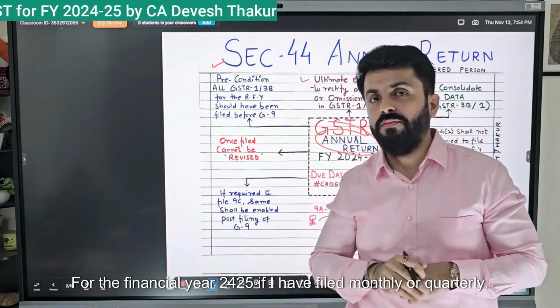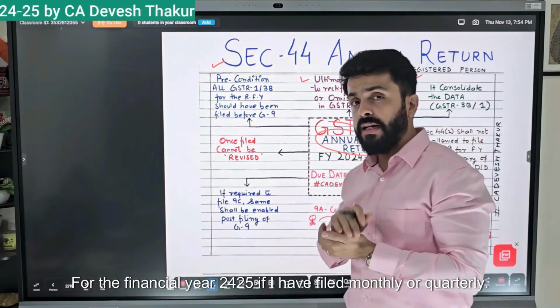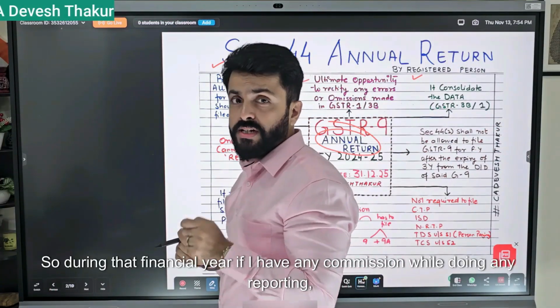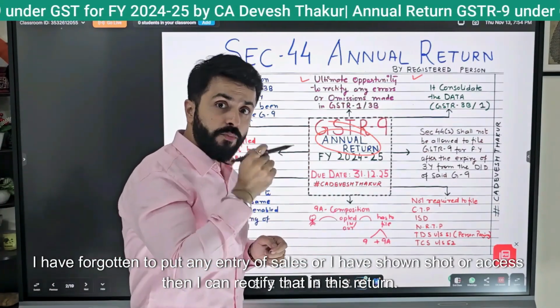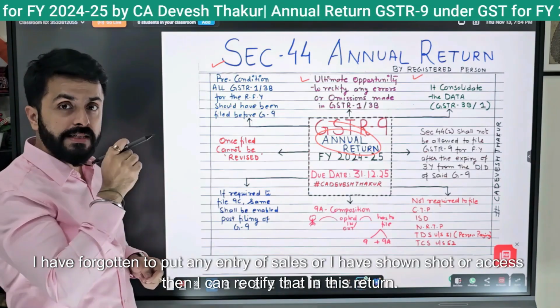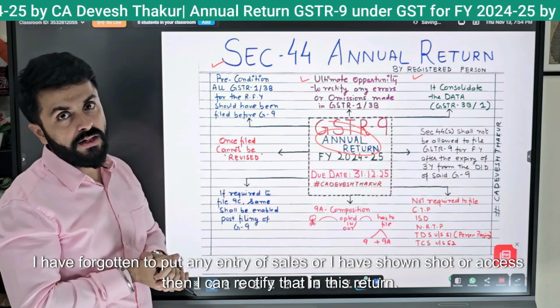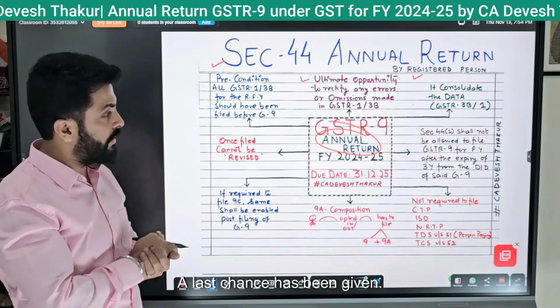For the financial year 24-25, if I have filed monthly or quarterly, and during that financial year I made any omission while reporting, for example I forgot to put an entry of sales, or I have shown it short or in excess, then I can rectify that in this return. A last chance has been given.